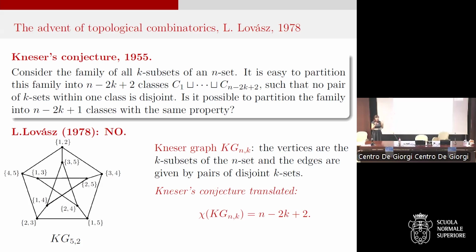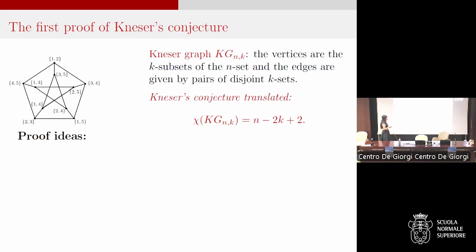Because we can think about this: let's say that one class up there is just a color, okay? So what do I want to do? I want to color this graph in such a way that in the same color, we don't have disjoint subsets. So in the same color, I don't have two vertices that are connected. So I'm talking exactly about the chromatic number of this graph, right? And what we actually want to prove is that the chromatic number of this graph is n minus 2k plus 2.